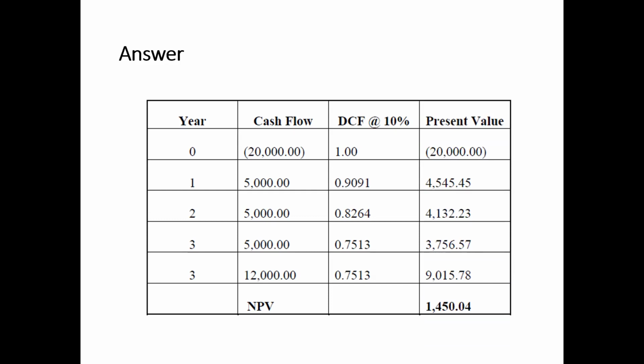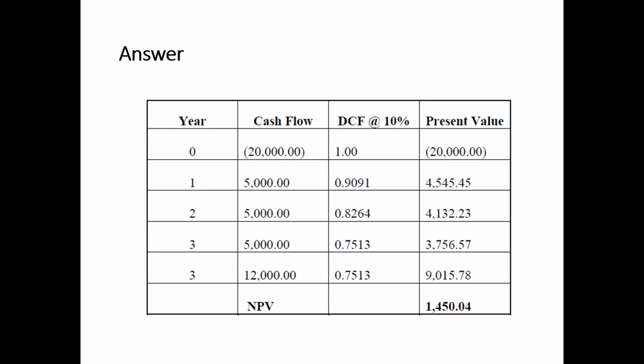minus 20,000 in year 0, 4,545 and 45 cents in year 1, 4,132 and 23 cents in year 2, and 3,756 and 50 cents in year 3, plus 9,015 and 78 cents in the third year.